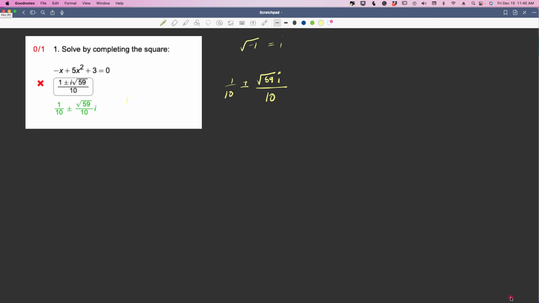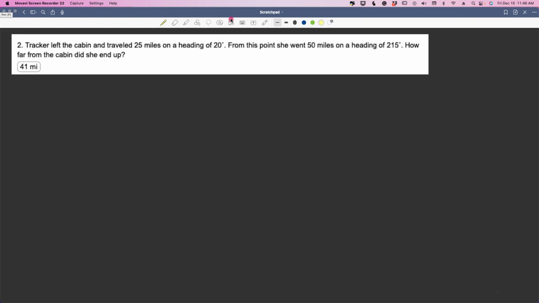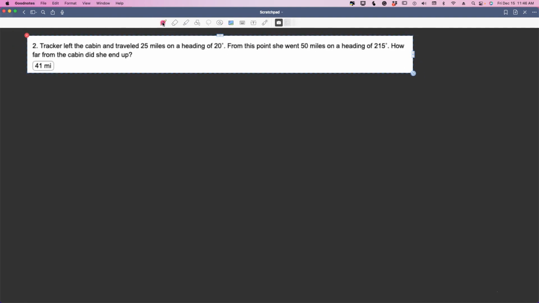Let's look at the next one. All right, so for this one, it's a little fuzzy. Let me make it smaller. There we go. For this one, you said 41 miles. That really doesn't tell us anything because it's not indicative of a direction. It doesn't tell us where she's at. How far from the cabin did she end up? Well, that's distance, but it's not a location.